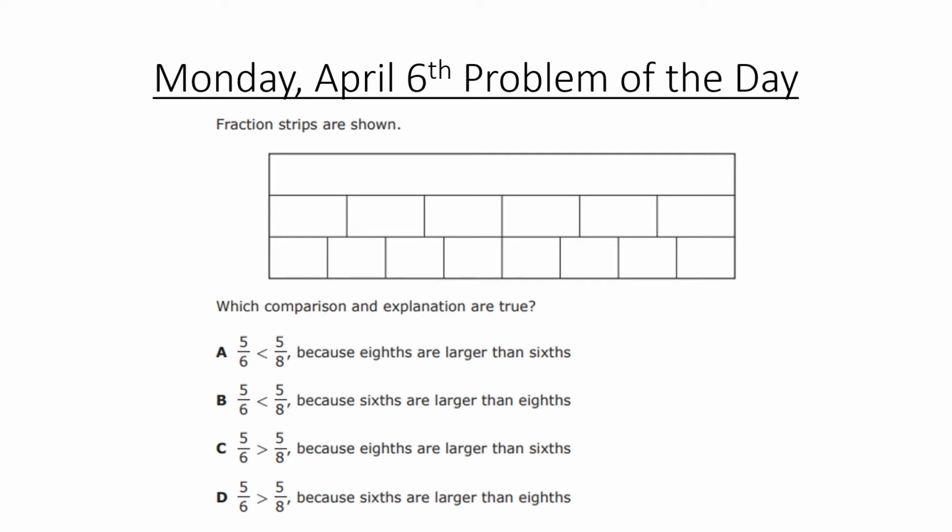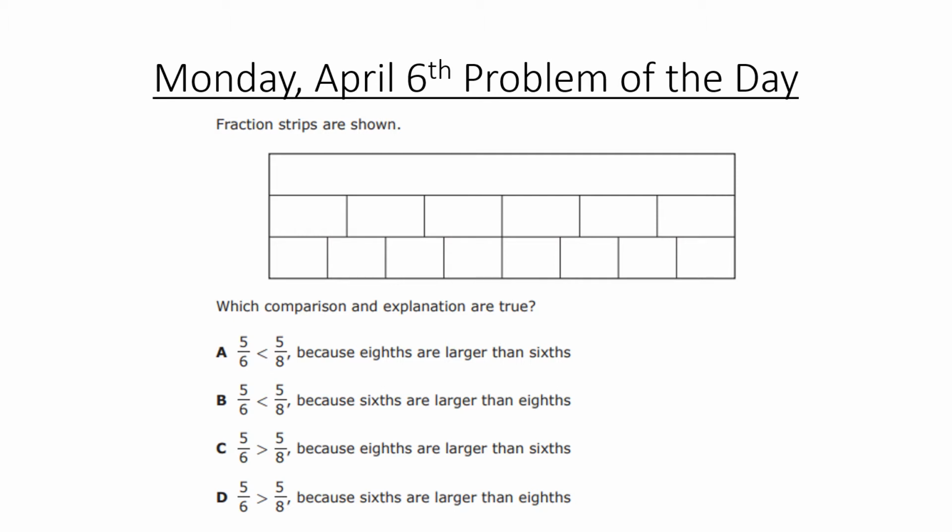Okay, so today we are going to be taking a look at fractions. I'm going to read the problem out loud. Please follow along with me. All right, fraction strips are shown. Which comparison and explanation are true?